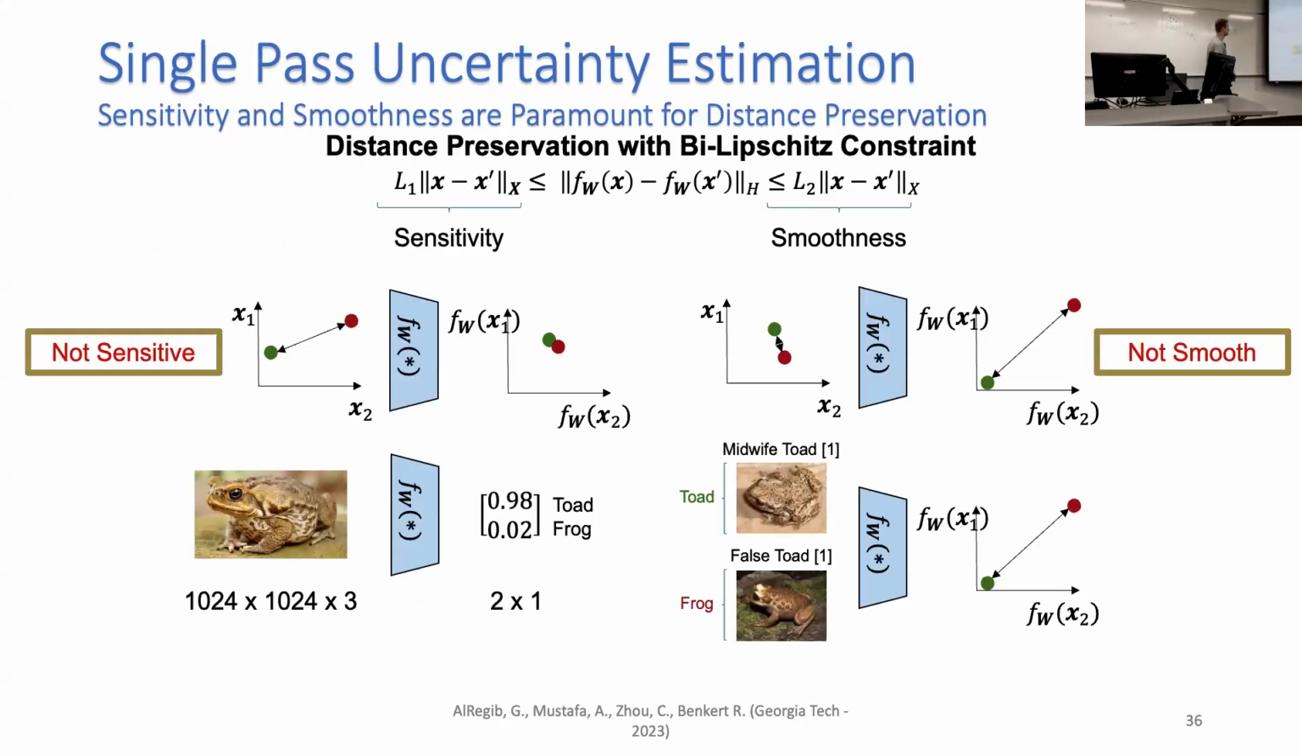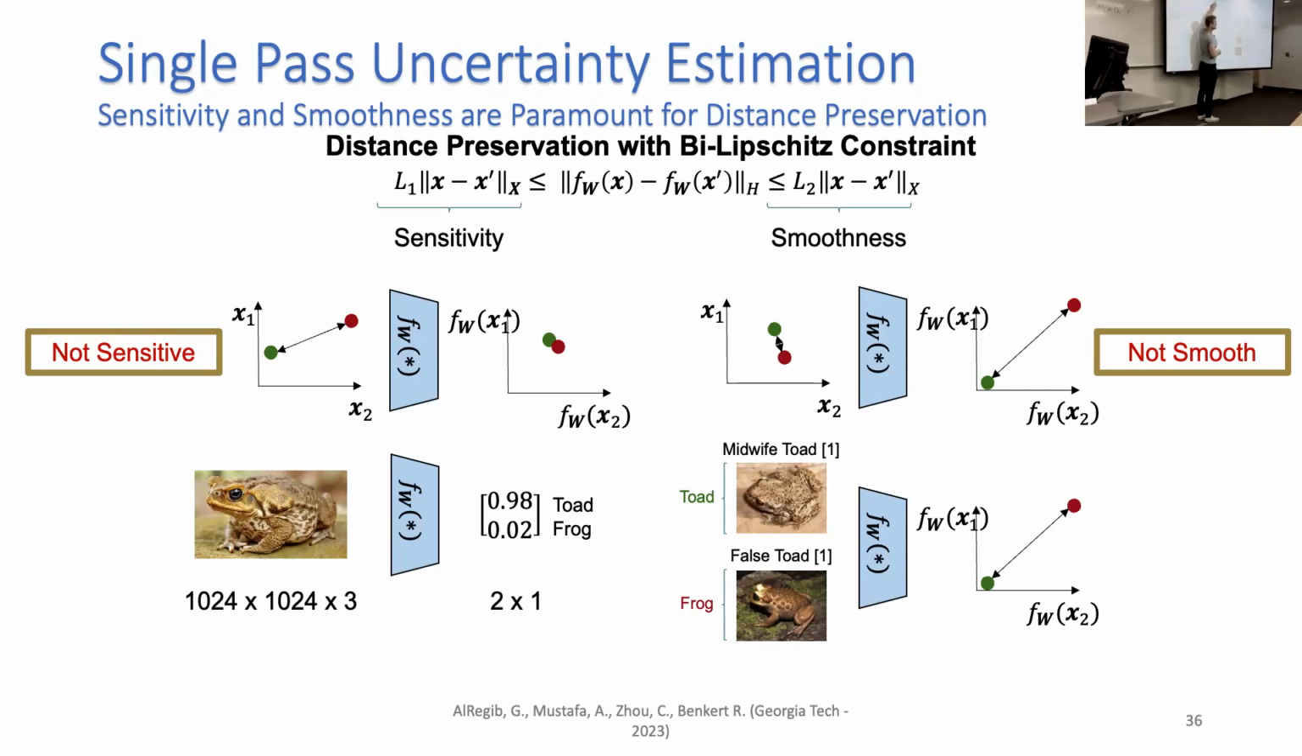What you see here on the left side essentially means sensitivity. What sensitivity means is if we have a distance over here, we don't want it to be mapped to the same point. We want it to be sensitive to different inputs, right? So that's really what this left piece is.